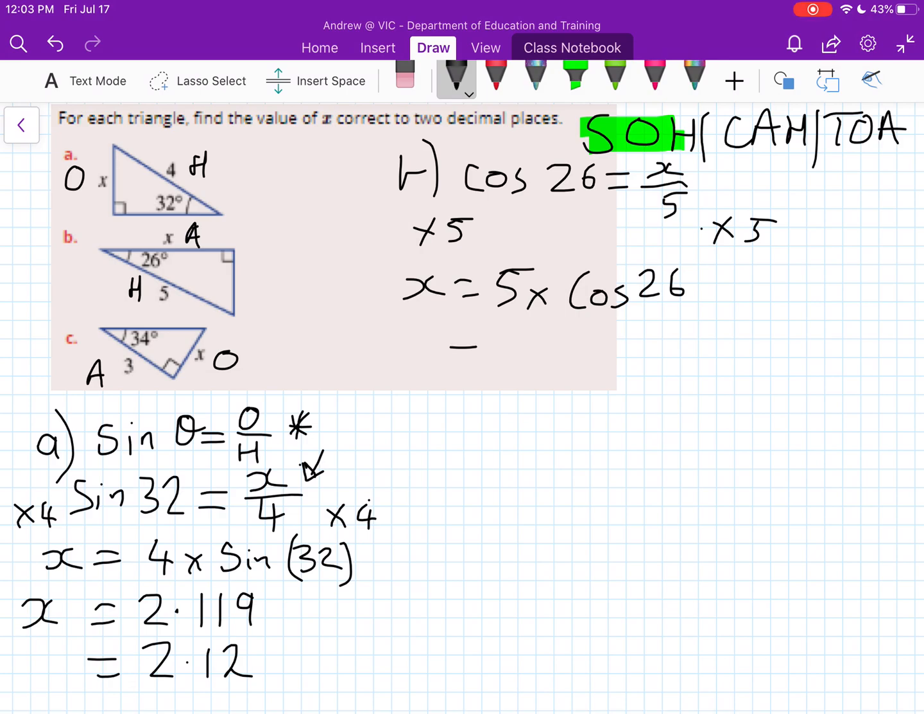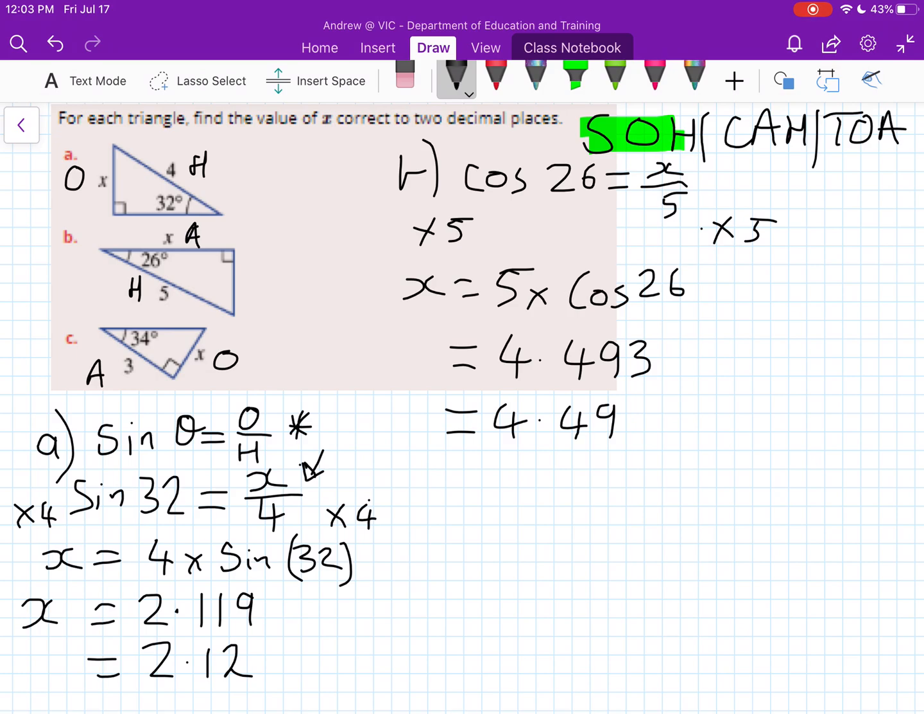Okay? So you'll work this out on your calculator. So 5 times cosine 26, and this here is equal to 4.493, with plenty of other numbers after it, but we only need to look that far because we need to do it to 2 decimal places, which is 4.49 because we round 3 down.